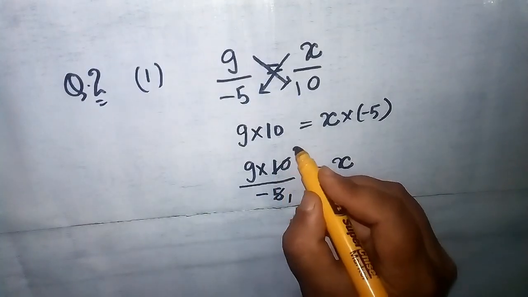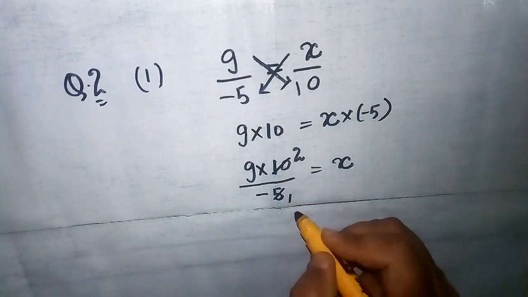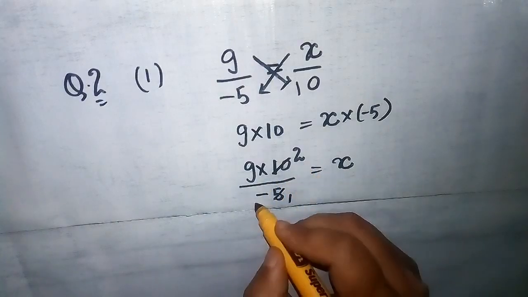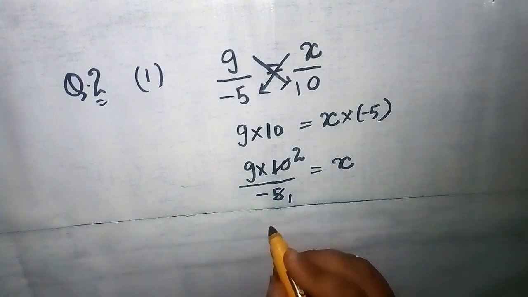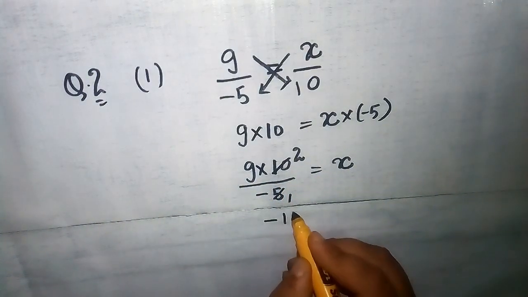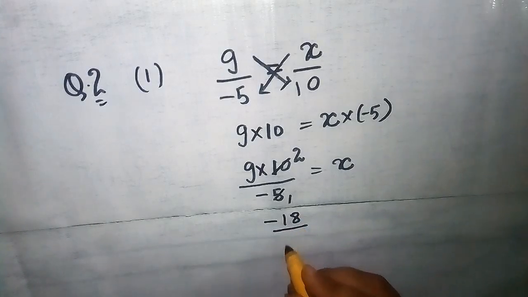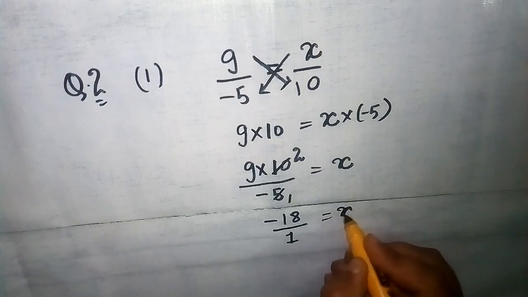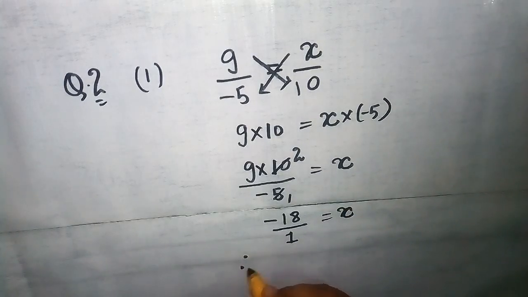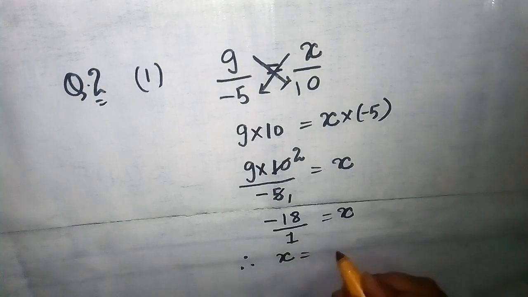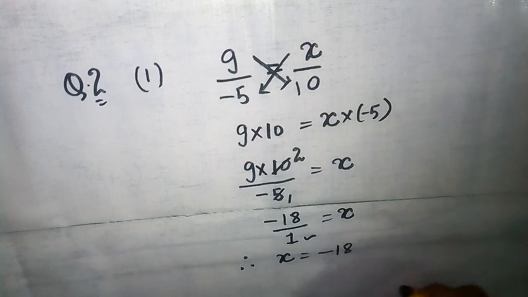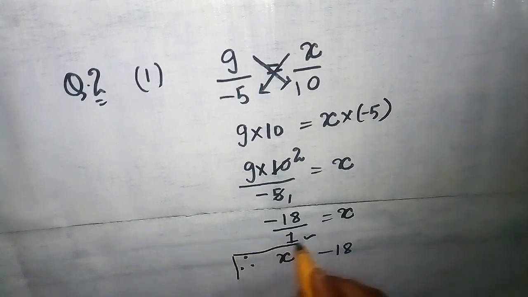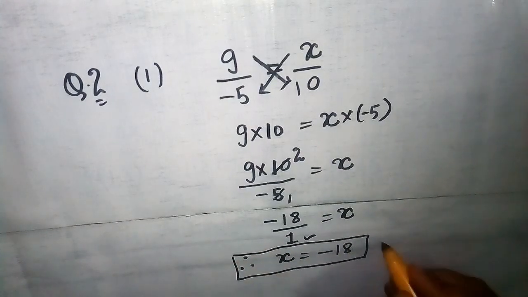So 5 and 10 come in the same table of 5. So 5 1s are 5, 5 2s are 10, can be cancelled, and take minus to the numerator, and your standard form will be minus 18 upon 1 in the denominator. So remember, 1 you can add with your choice and 1 you can remove with your choice. So 18 divided by 1 will be minus 18 itself. So minus 18 is your required answer.